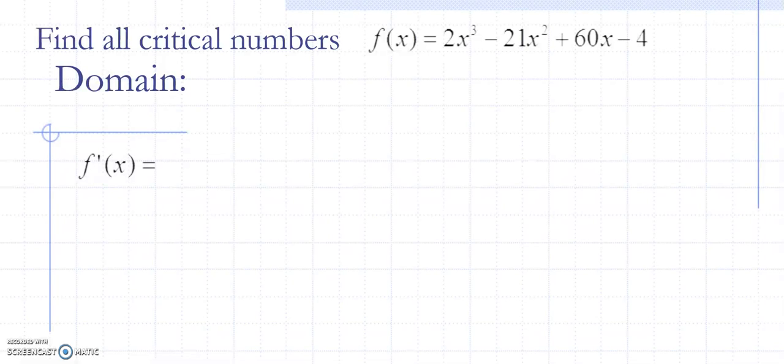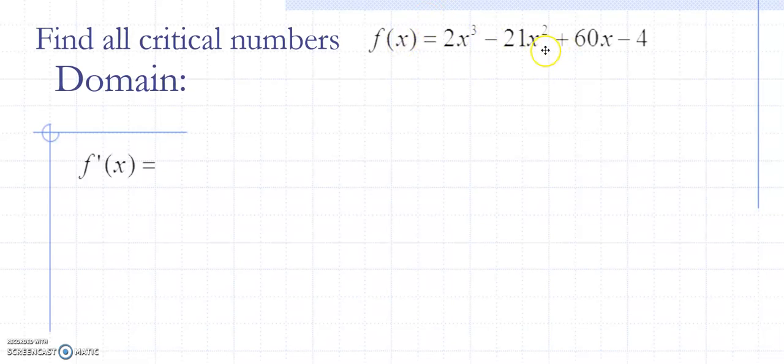All right, so let's do this. Find all the critical numbers of the function f of x equals 2x cubed minus 21x squared plus 60x minus 4. You'll notice on all these examples, we're first going to talk about the domain as well, because if something's not within our domain, then we don't care about it as a critical number necessarily.